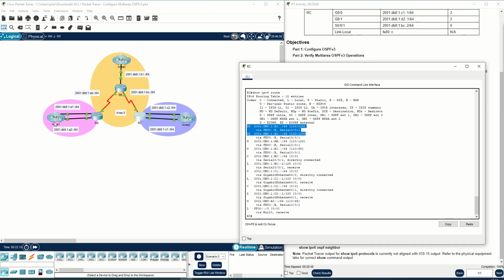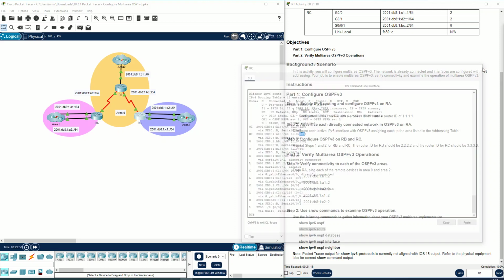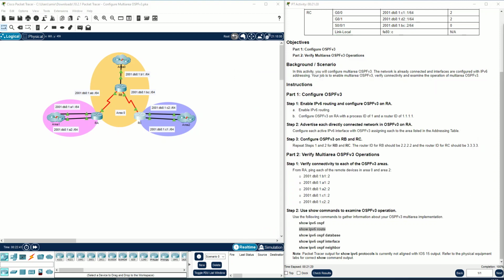This is in area 1. These two addresses we can see as OI. It means this is not in area 0 or area 2. This is in area 1, which RC has not directly connected to, as you can see, but it means OI. And also we have the administrative distance and metric value, and also the cost to access any address or network, and other information also.